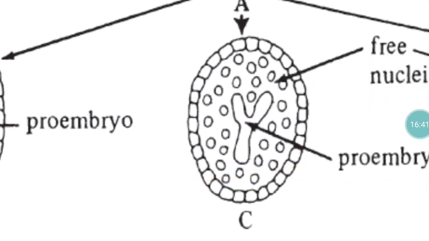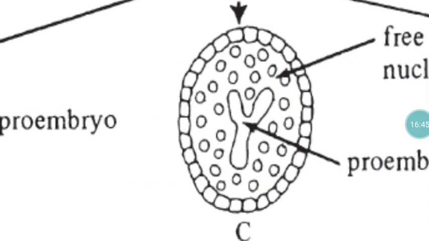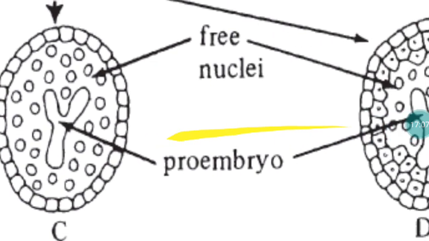Whereas this is the nuclear endosperm development. Here the cell will undergo several rounds of multiplication, and the nuclei are available in a free nuclear stage. There won't be any cell wall formation immediately after the cell divisions. So only at the end of several rounds of cell multiplication, the cell wall will be formed. So this is the nuclear type of endosperm development.